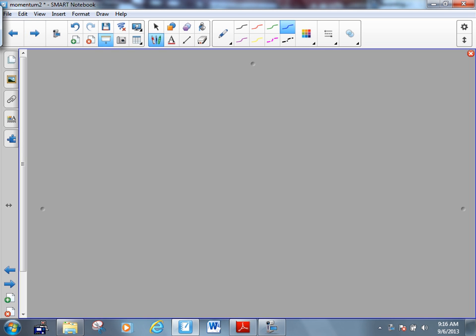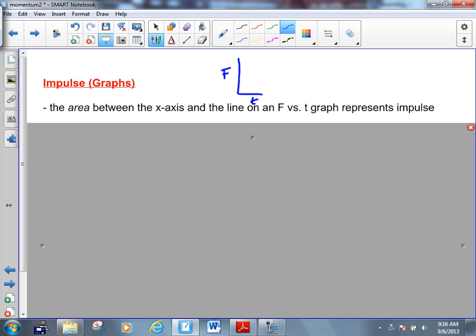And essentially what you've got to remember in this is that the area of this graph is the impulse. It is by far the most important thing that I'm going to teach you today. Three words: area equals impulse.